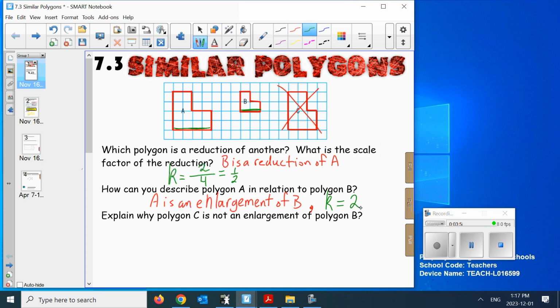Does that kind of make sense? Maybe new to you. Then we've already talked about C. Why is C not an enlargement of B? Because the bottom is too short. Right? I drew it out here, but it would have to be longer.